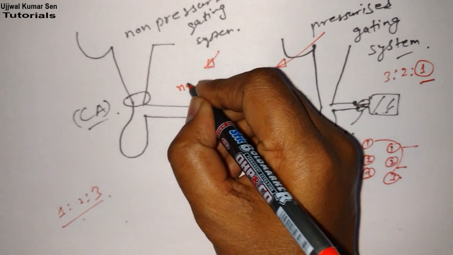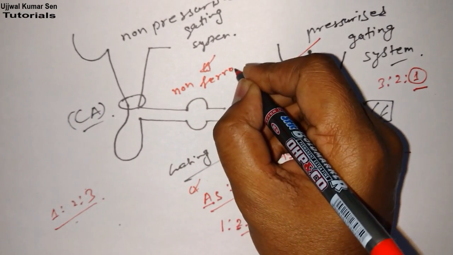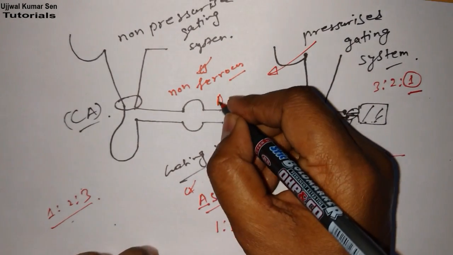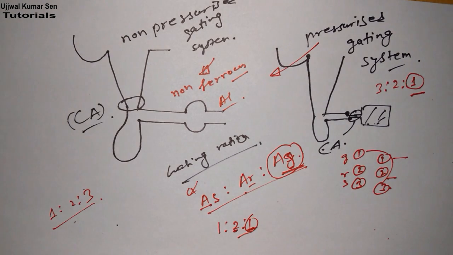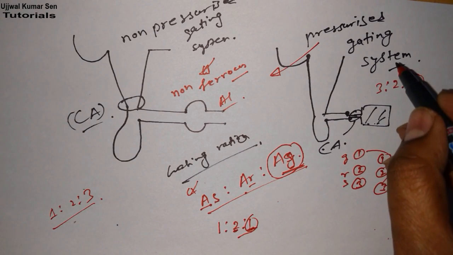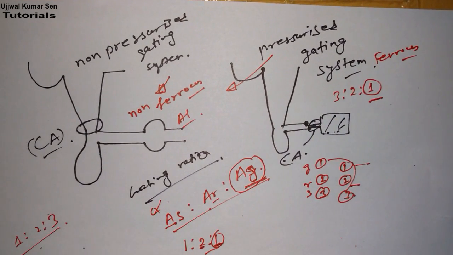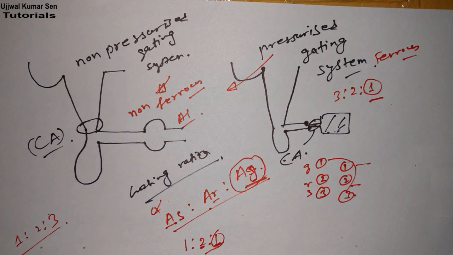In case of non-pressurized gating system, we cast non-ferrous material. That means material which does not have any carbon atom. For example, aluminium is non-ferrous, and that's why for casting this material we use a non-pressurized gating system. But in case of pressurized gating system, we use ferrous material. Ferrous metal is one which has iron atoms, for example steel is a ferrous material. So this is how you can understand pressurized and non-pressurized gating systems.